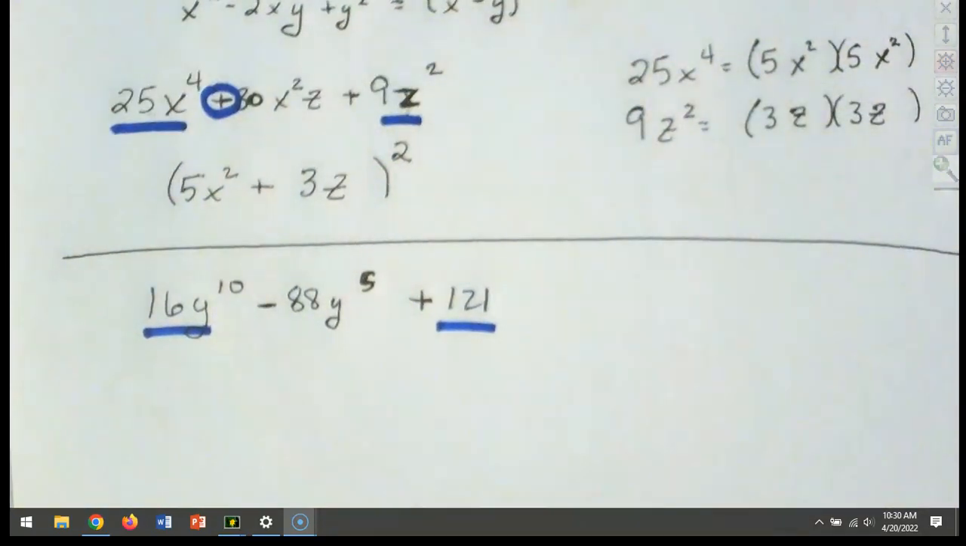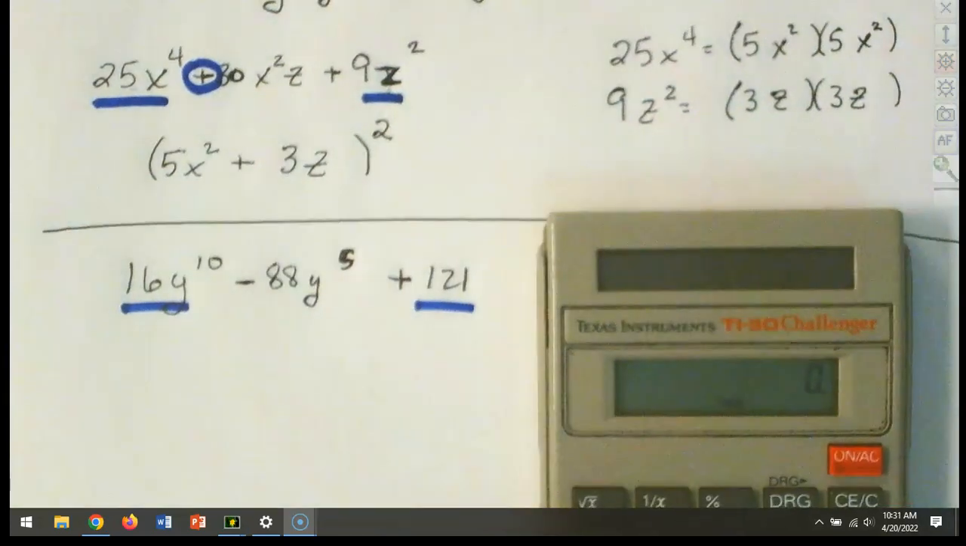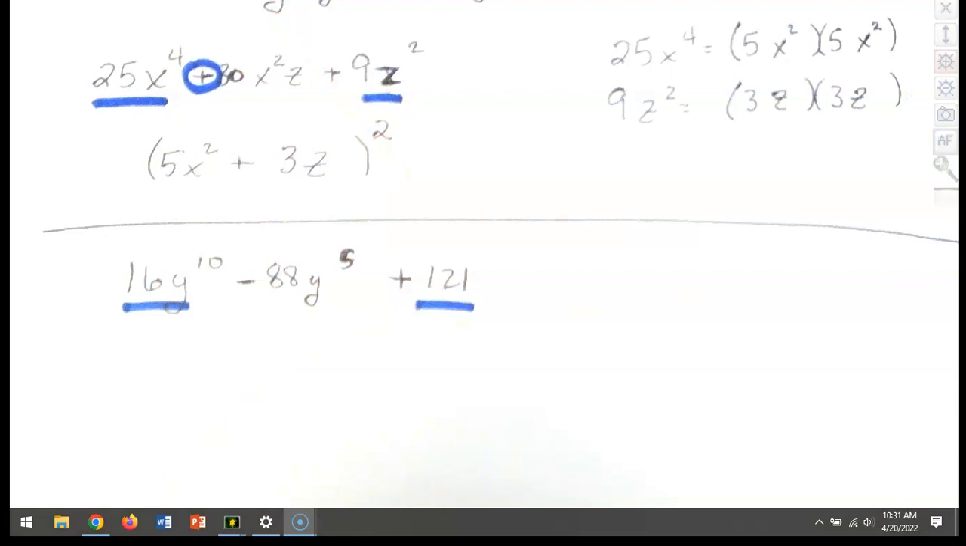Now, if you didn't realize that was a perfect square trinomial, you would have to take 16 times 121, and that would give you 1936. And then you would have to try to factor it. Okay? So, if you see that both numbers are squared, then it's a perfect square trinomial. And you don't have to do all the work from 5.2.